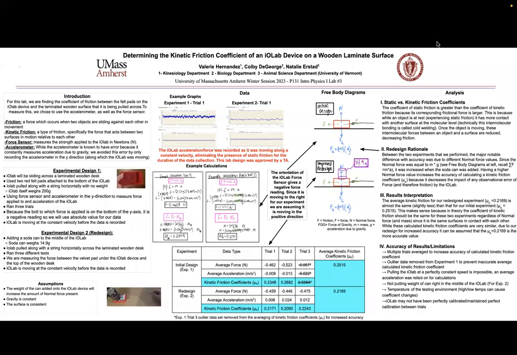My name is Natalie Urson, and today I'm going to be going over the third lab of the semester, which is my group title, Determining the Kinetic Friction Coefficient of an iOLab Device on a Wooden Laminate Surface. For this lab, we were finding the coefficient of friction between the felt pads on the iOLab device and the laminated wooden surface that it was being pulled across.